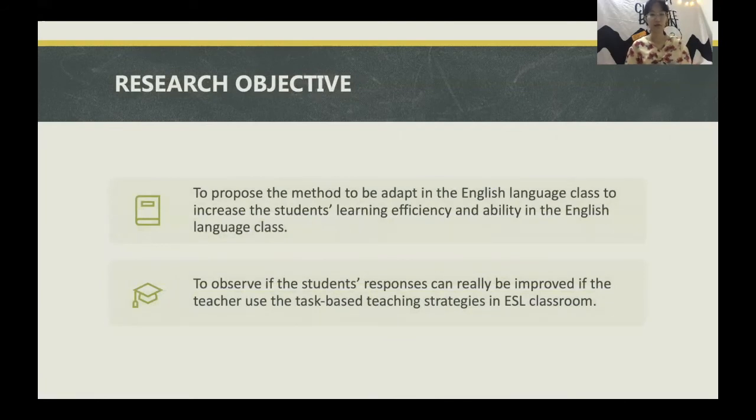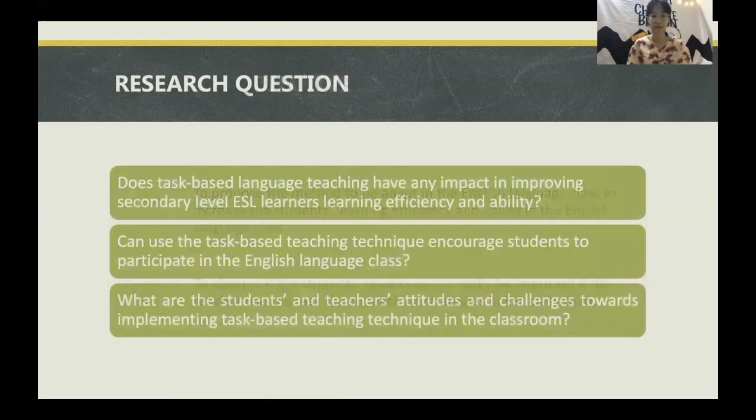Next is the research objectives. There are two objectives in my action research. This is to propose the method to be adapted in the English language class to increase the student learning efficiency and ability in the English classroom, and to observe if the student response can really be improved if the teacher uses task-based teaching strategies in the ESL classroom.